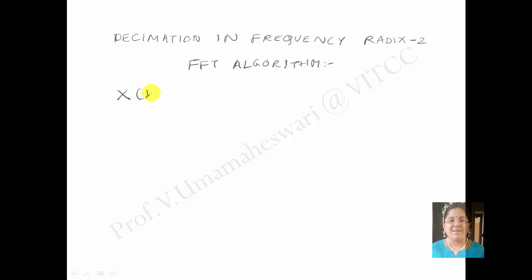As usual, we are going to write the expression for DFT. We are always going to start with the same expression. So X of k will be the sum for n equals 0 to N minus 1 of x of n W_N to the power nk. Whatever might be the algorithm, we always start with the basic expression of DFT.